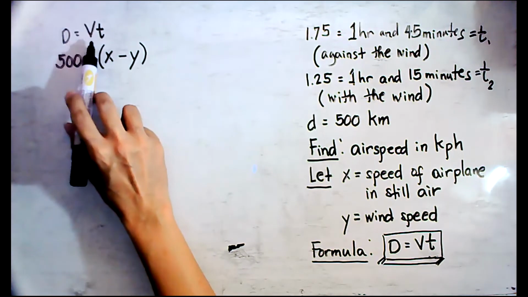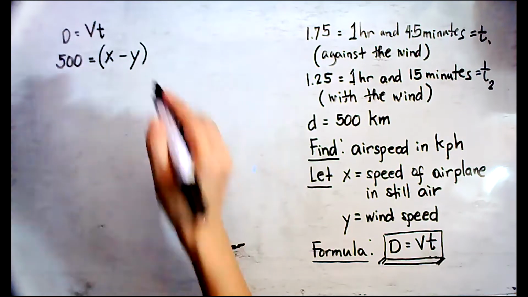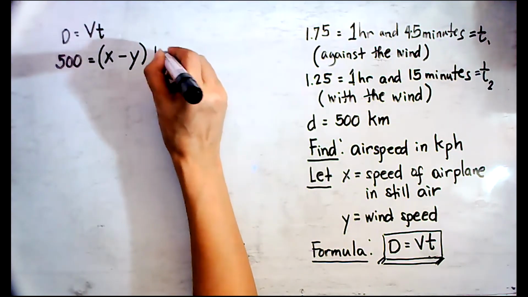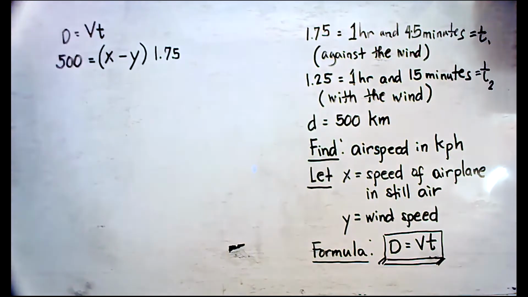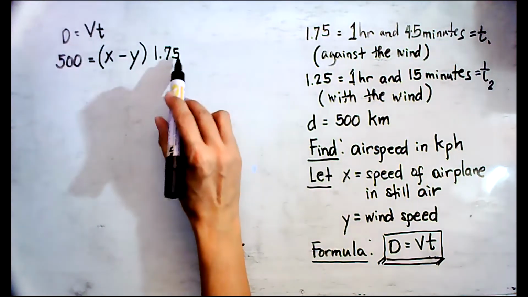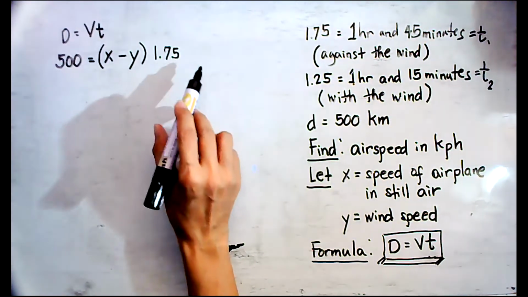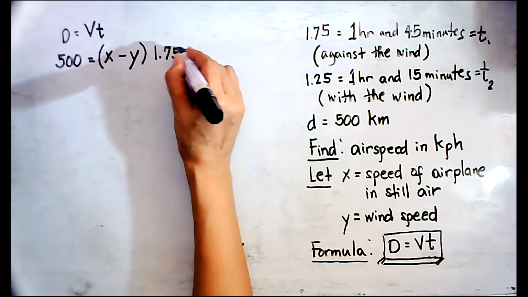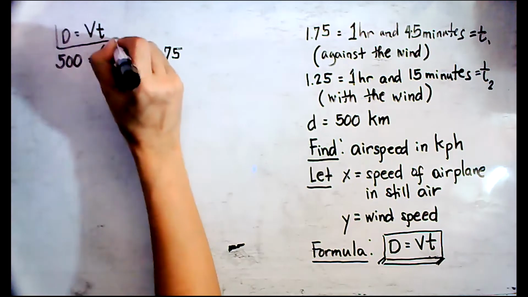And then you are going to multiply it with the time. So our first time that we are using is 1.75 hours. So the unit for this is in hour, the unit is in kilometer. So if you divide 500 by 1.75, it is kilometer per hour, which is basically the unit for the velocity.